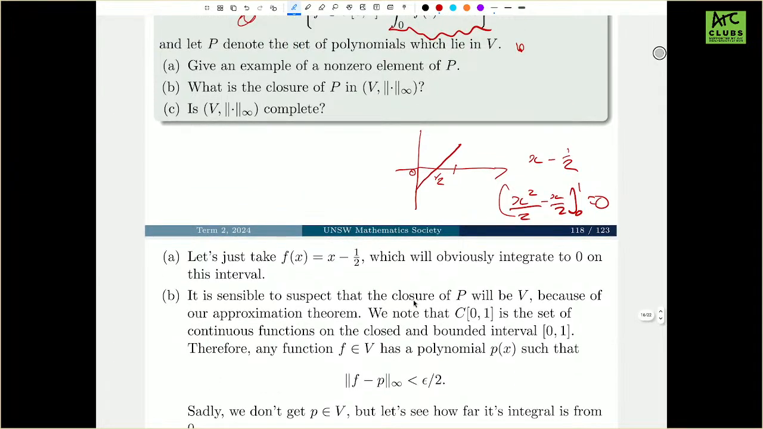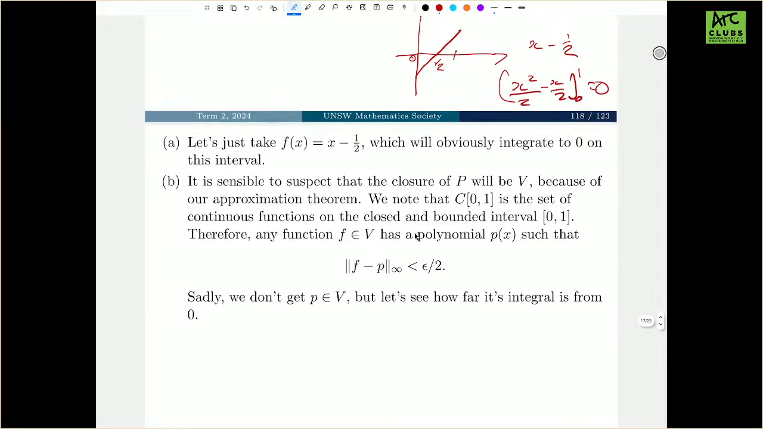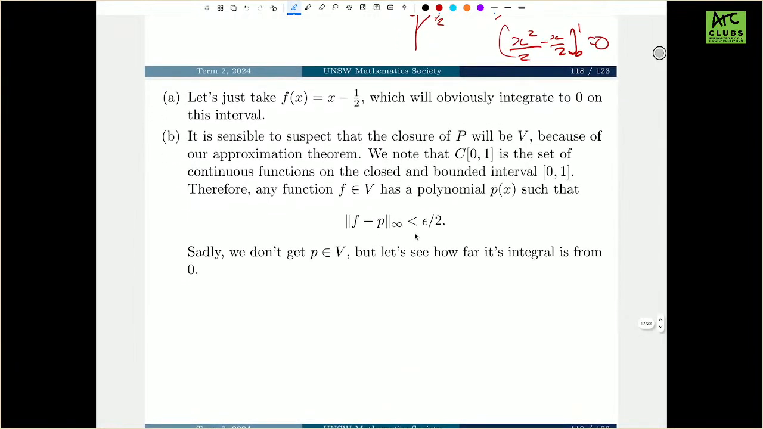Let's look at B. So what is the closure of P in this metric space? Because V is a subset of C[0,1], and it's quite a generous subset, no matter what a function in C[0,1] integrates to, you can always identify it with a function in V just by subtracting that integral from it. So there seem to be a lot of functions in V. And because we also have our Weierstrass approximation theorem, which applies for limits with this norm, we can hypothesize that the closure of P is just going to be V itself. So we can try to prove that. It's sensible to suspect this because of our approximation theorem.